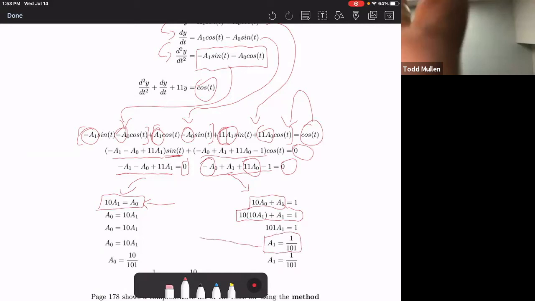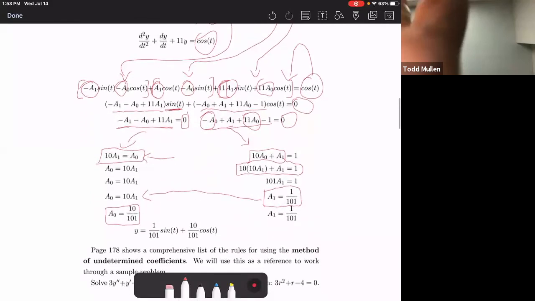And then we can finally plug that back in to this equation to get that a naught is equal to 10 over 101. And that's our final solution. y is equal to 1 over 101 sine t plus 10 over 101 cos t.